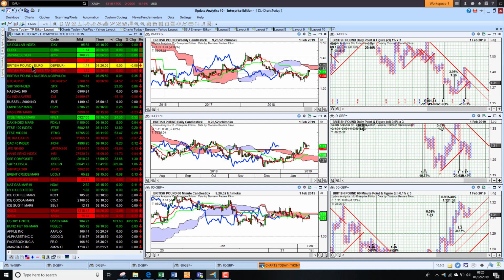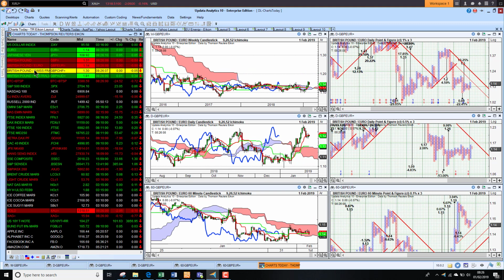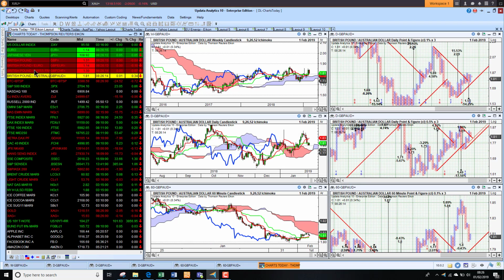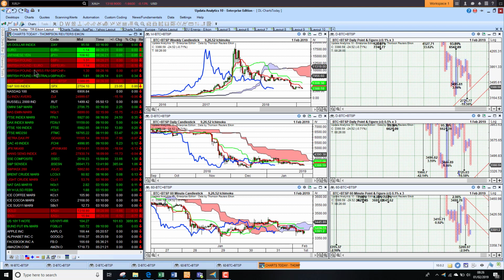And against the euro, sterling actually also looking bearish on the short-term chart. Against the Swiss franc, sterling lower as well, and against the Aussie dollar, we're seeing sterling bearish here too. Bitcoin down a further 0.75% last night, just still looking bearish overall.